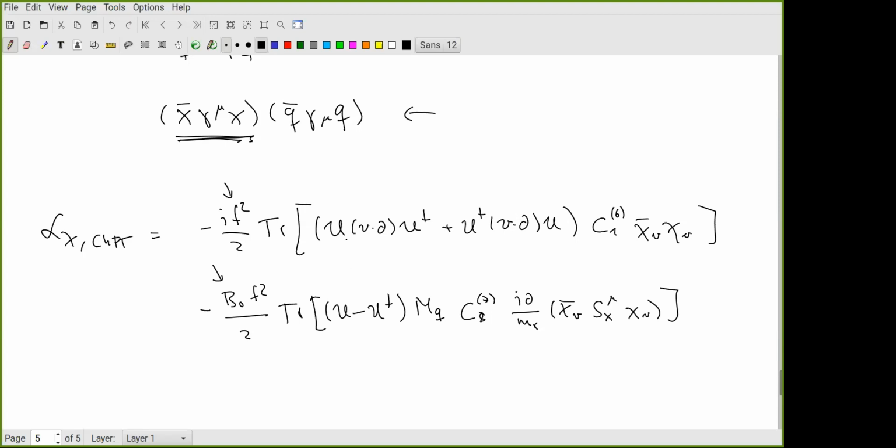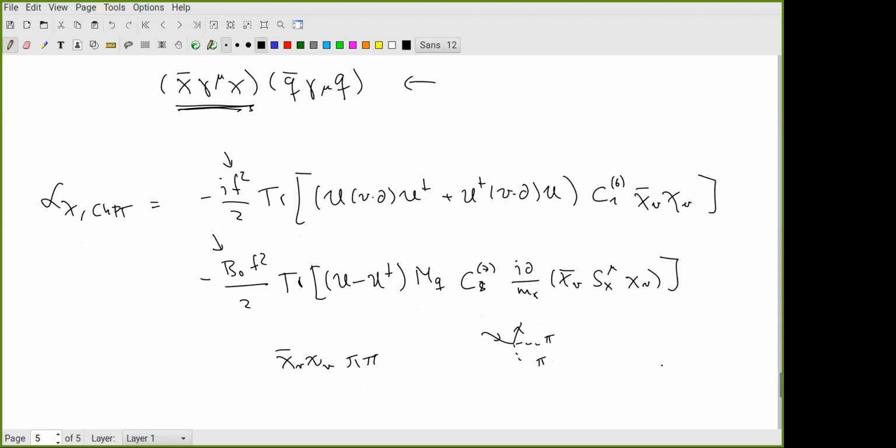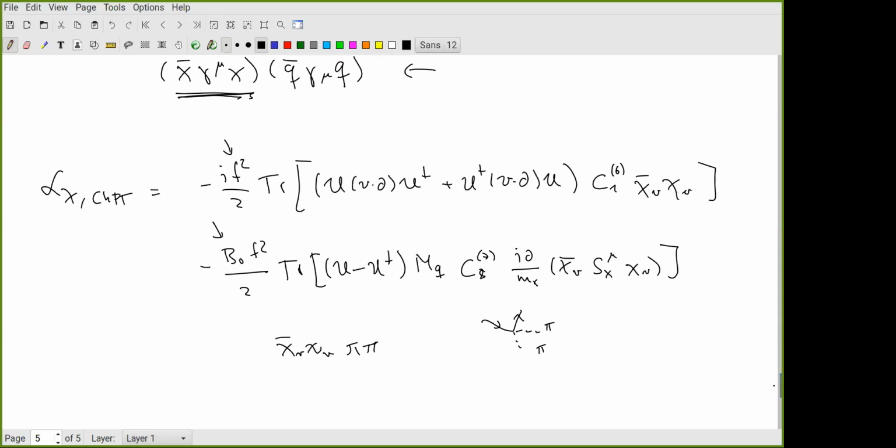You see that if you expand these U matrices in terms of the pion fields, this vector current, in the non-relativistic limit, will always couple to at least two pions. So in terms of Feynman diagrams, it will always look something like this: dark matter and two pions. I'll say more about this later.